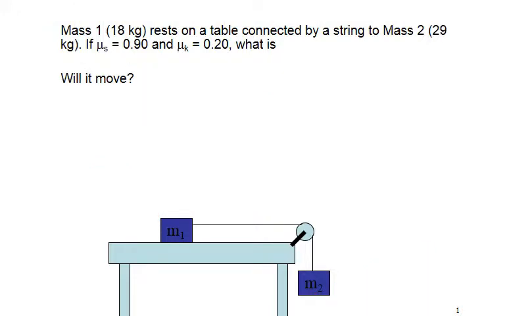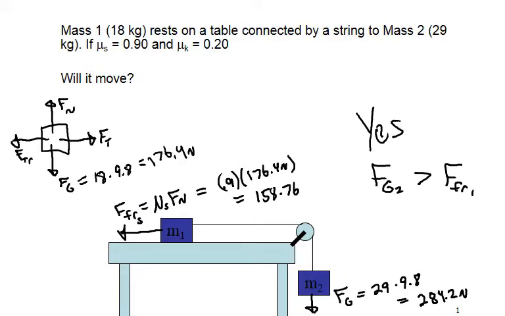Okay, so it will move. The force of static friction is only 158.76. The weight, or the force of gravity here for mass 2, is 284.2, so it will move. So now we can move on to the actual motion of the masses, and that's what we'll do now.